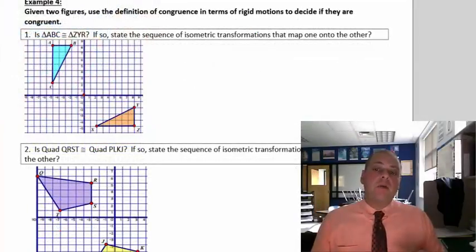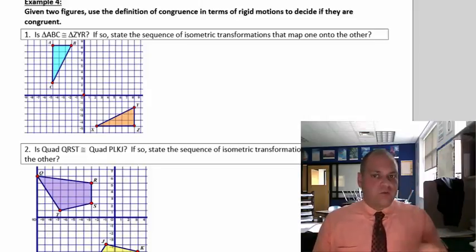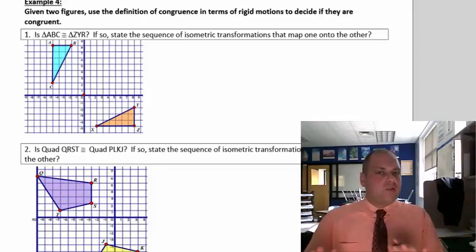So in example 4, you're given two figures, and what you have to do here is come up with a sequence of rigid motions or isometric transformations to say how you got from the first one to the second one. So these are a little tricky, and they take some practice, but I'm going to show you how to do this one.